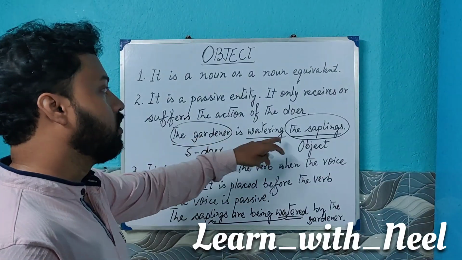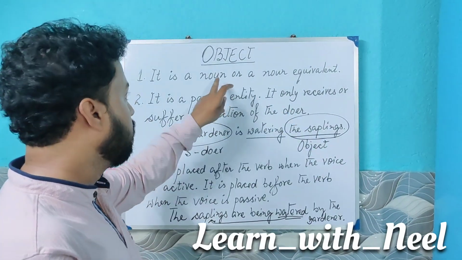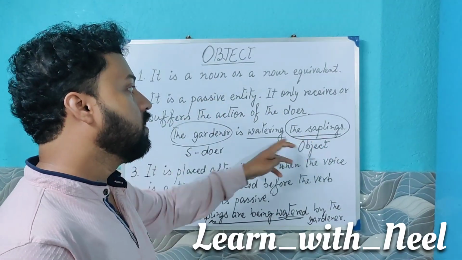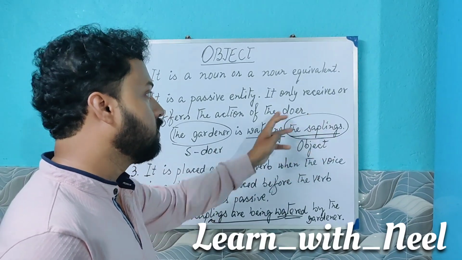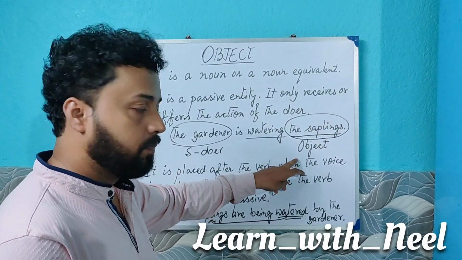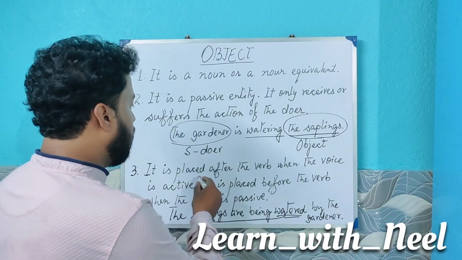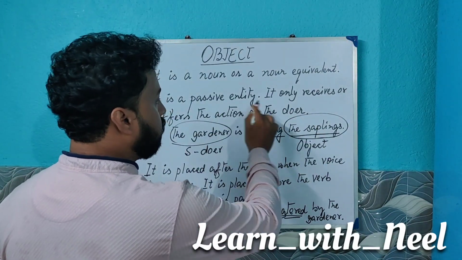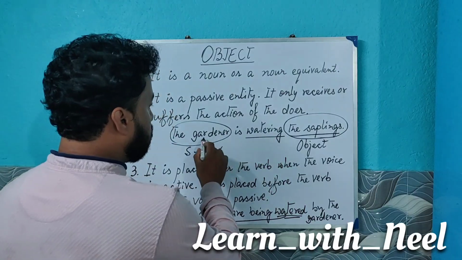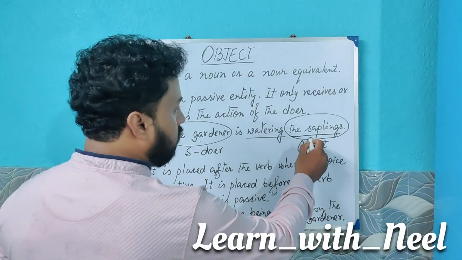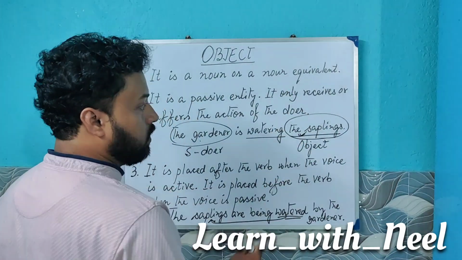The gardener is watering the saplings. The saplings is a noun. It is receiving the action, so the saplings is object. And an object is placed after the verb when the voice is active. For example, this is a sentence in active voice. The verb is active because the subject is the doer and the receiver is the object.